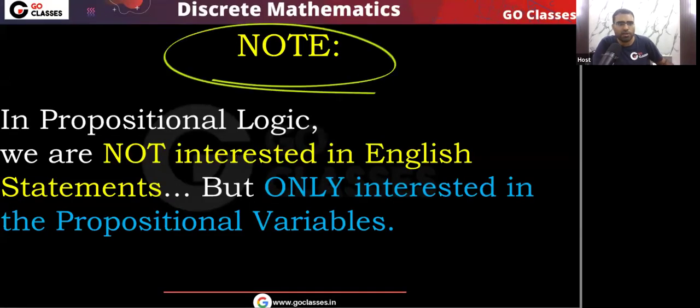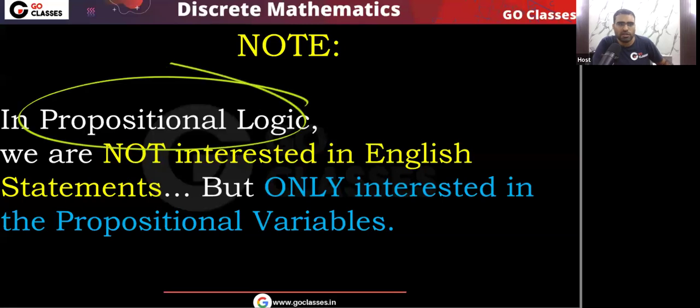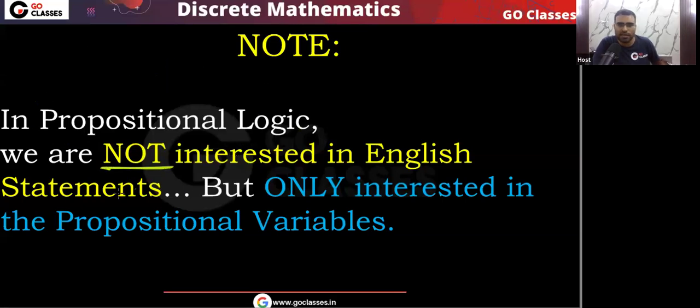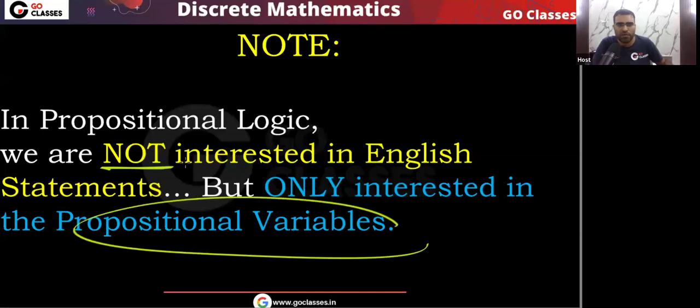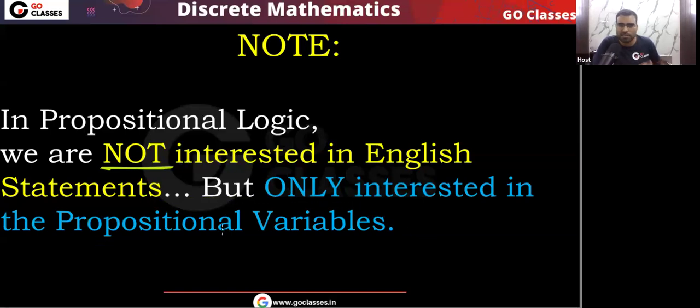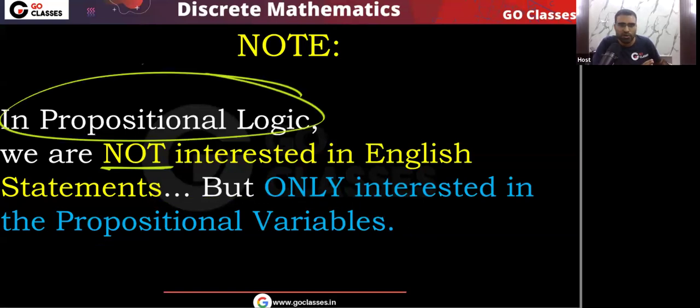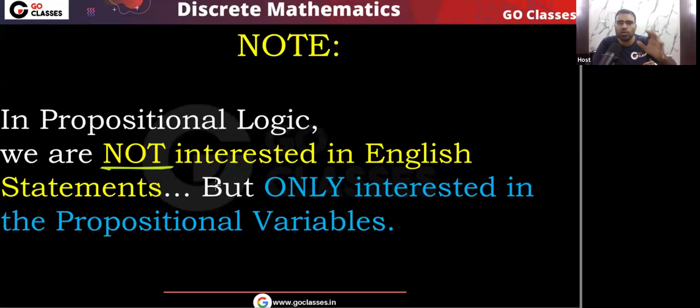Now let's move on. Let me tell you a very important note: in propositional logic we are not interested in English statements. We are only interested in propositional variables. Is this point clear? We don't care about English statements. We will only deal with propositional variables. So remember, when you study propositional logic, don't worry about English statements.